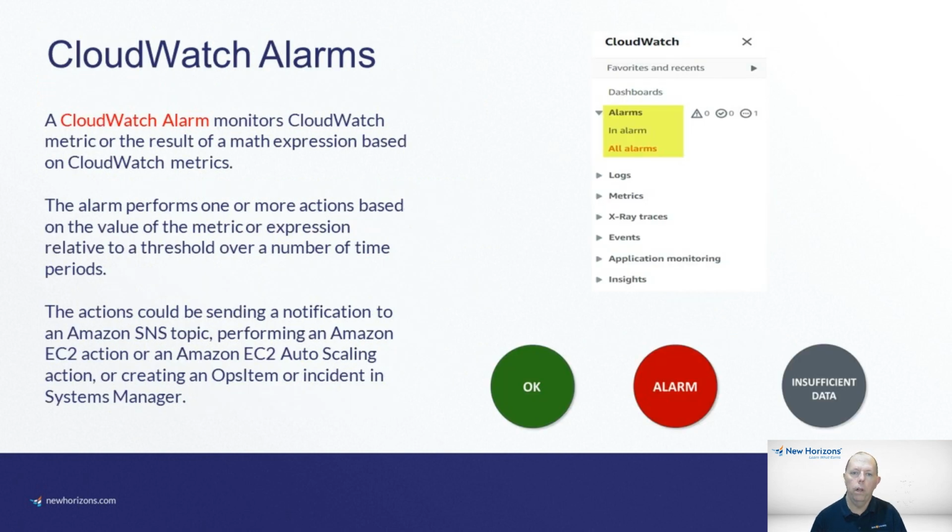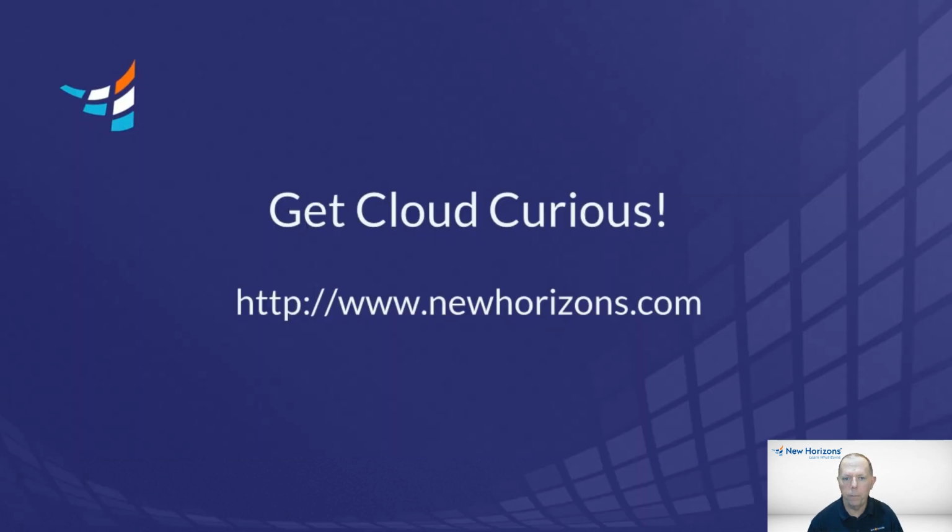Now, CloudWatch alarms are fabulous functions. They free up administrators to do other things while still watching what we care about. Understanding the messages that CloudWatch alarms are giving you, OK, alarm, or in our case, what does insufficient data mean? That is one of the keys to using these effectively.